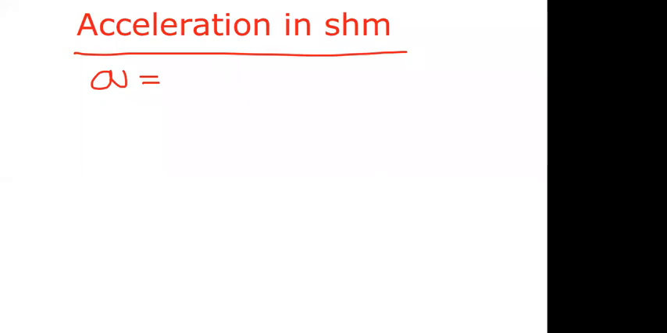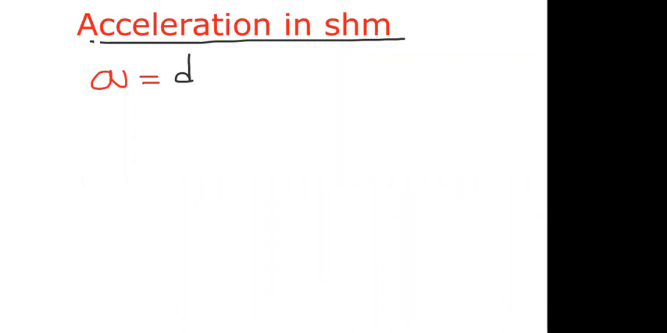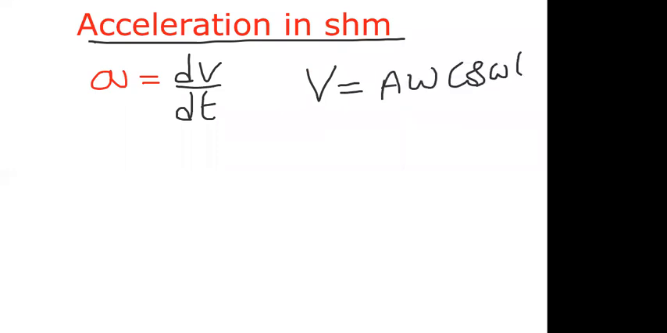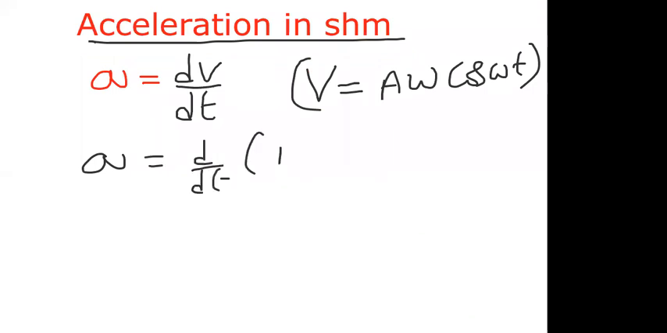Acceleration in SHM means here we have to find the acceleration. What does the acceleration formula mean? I can write acceleration as dv by dt, differentiation of velocity with respect to time. The velocity formula we derived in our last class is a omega cos omega t. So velocity is a omega cos omega t, which means a equal to d by dt of a omega into cos omega t. So from here, what should I write?